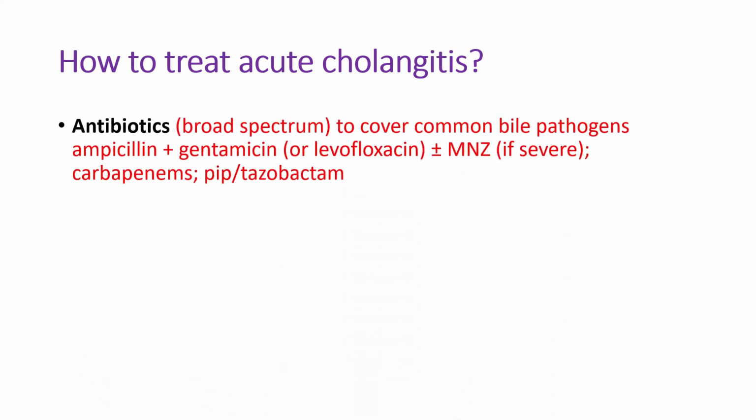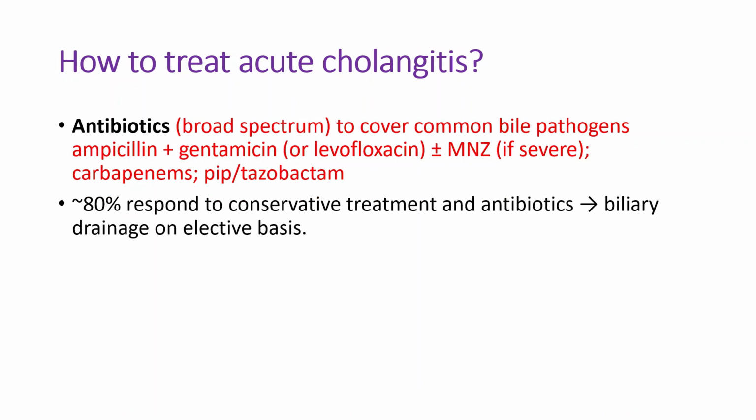So finally, how do we treat acute cholangitis once we diagnose? The first thing is antibiotics, which should be broad spectrum, as we have discussed. It is a mixed pathogen including gram-positive, gram-negative, and anaerobes. So we should start ampicillin plus gentamicin, or we can also use levofloxacin with or without metronidazole if the disease process is severe. Severe means organ damage and shock are the main characteristics of a severe form of acute cholangitis. We can also use carbapenems or piperacillin-tazobactam.